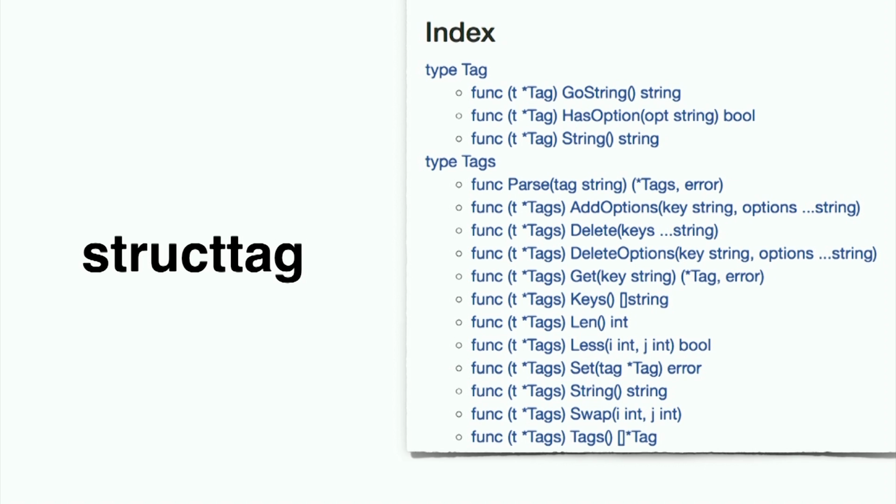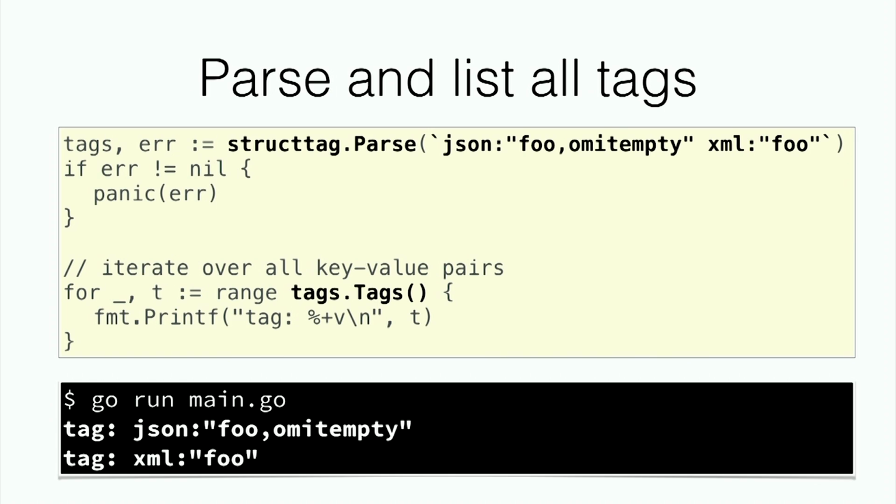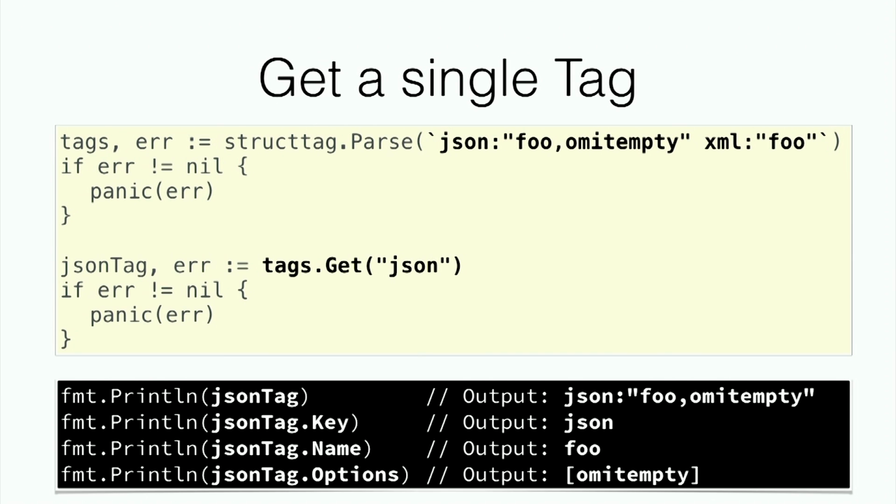So what can we do with it? Let's start with this example. Here I use the Parse function of this new package, and then I get all the key pairs, and I can iterate over them and just print them. And here you see I printed the JSON key pair and the XML key pair. Once I have the tags, I can also get just one single key pair. It also supports pretty printing. If I just print the key pair, it just prints the whole struct tag. But I can also get the key itself, the value itself, and even the options itself, which is really nice.